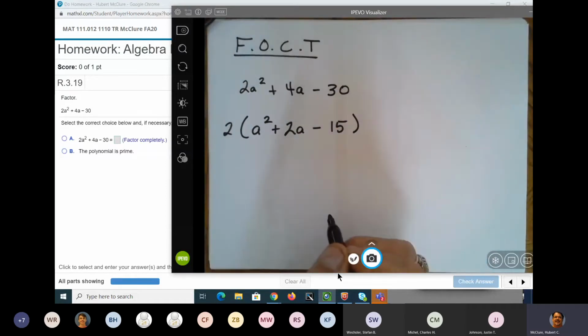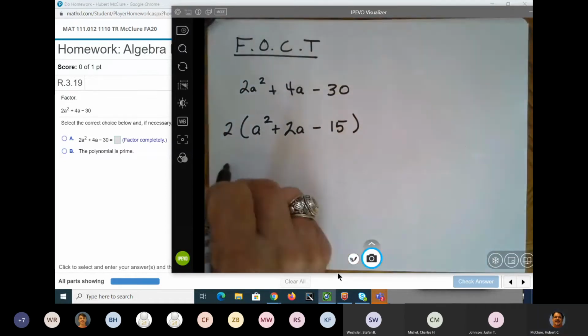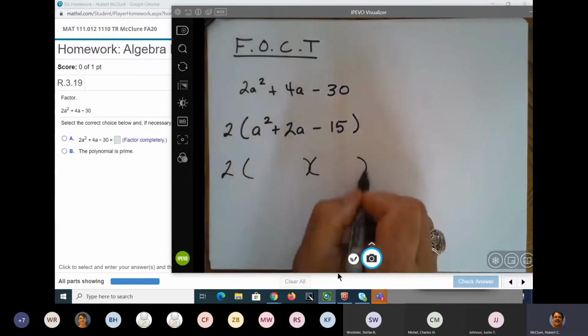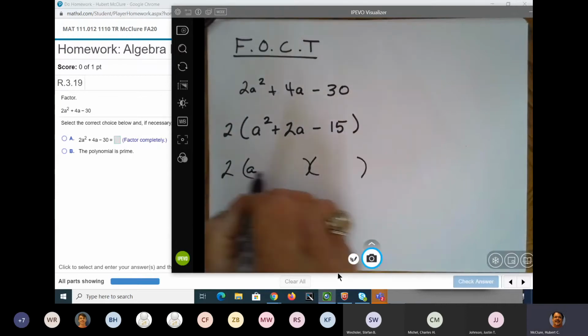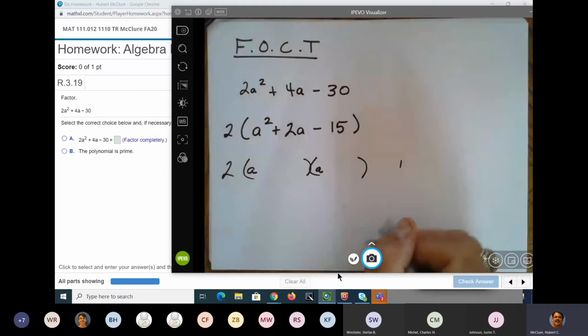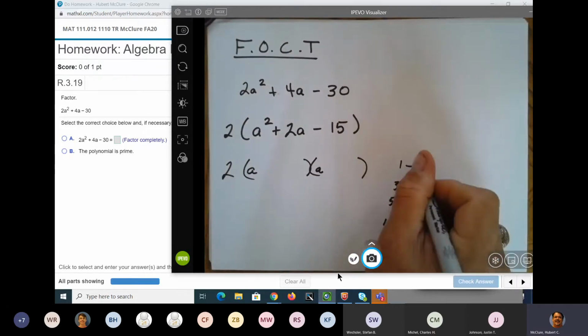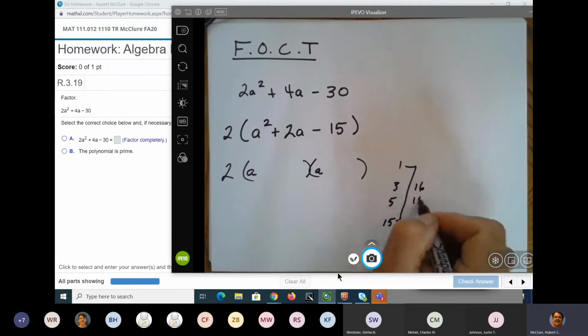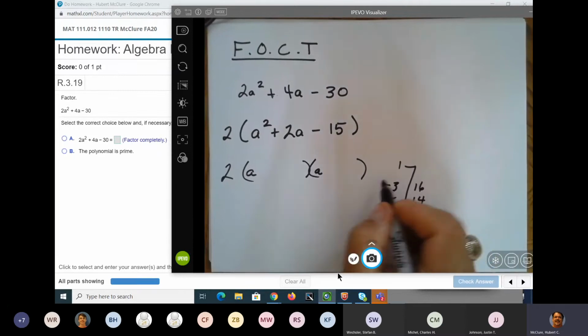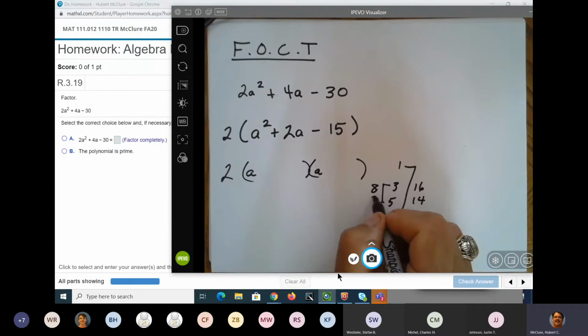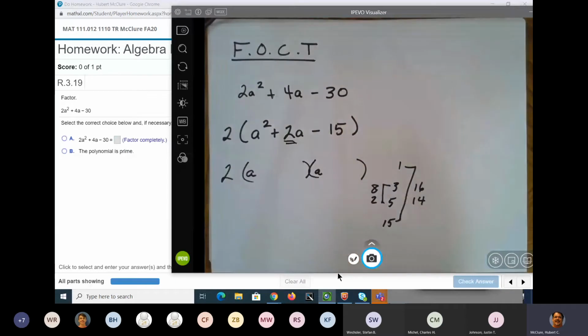Now we're going to use reverse FOIL. Parentheses. Put an a here. 1 and 15, 3 and 5. 1 and 15 will give us a 16 or a 14. 3 and 5 will give us 8 or a 2. We need a 2, so that's going to be a 3 and a 5.